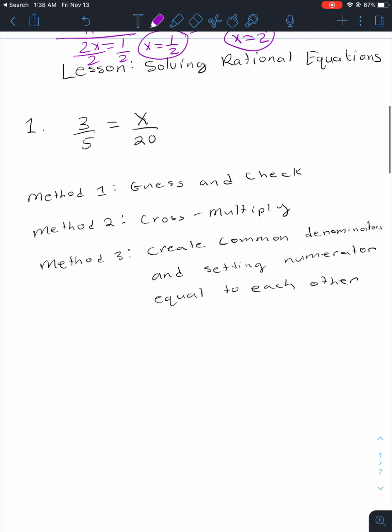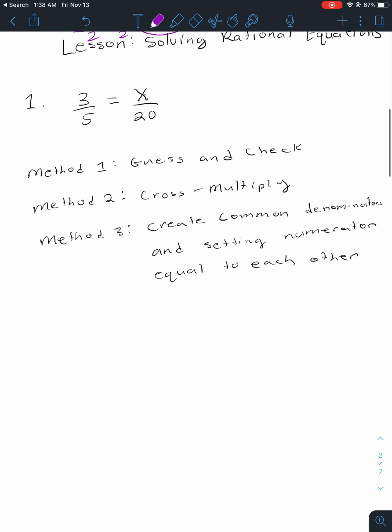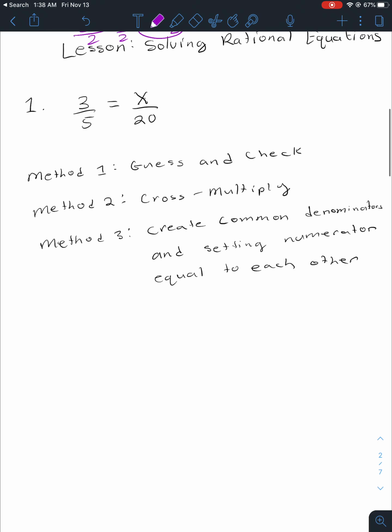So now we're going to actually start the lesson, and like I said, this unit is called solving rational equations. So we're going to do number 1 together, and I listed 3 methods to do this problem. And the first method is called guess and check. So if I have 3/5 equals x over 20, I want to find an x value that makes both of these fractions equal. So I know that 3 over 5, for instance, is the same thing as 0.60 or 60%.